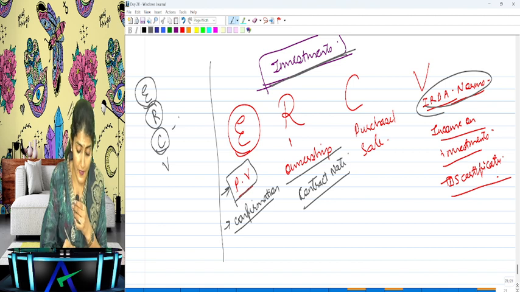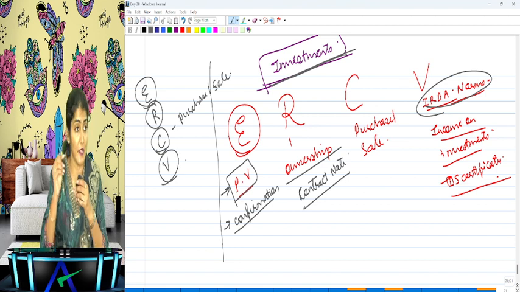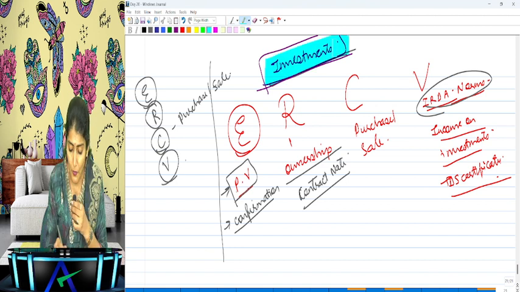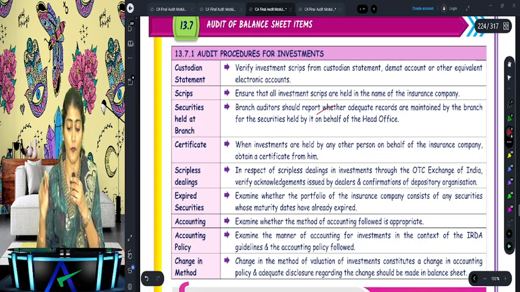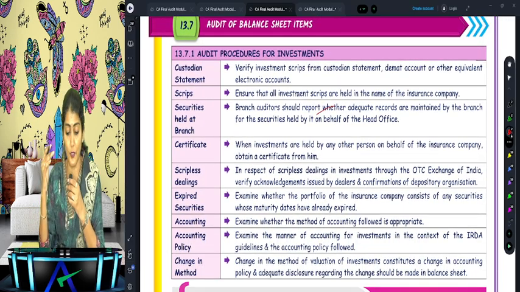Then the completeness. Completeness means we are talking about the purchase and sale of the investments, and then talking about the valuation, right? So this is just an outline for you regarding how to write the answer for the investments of the general insurance company. Are you all with me?